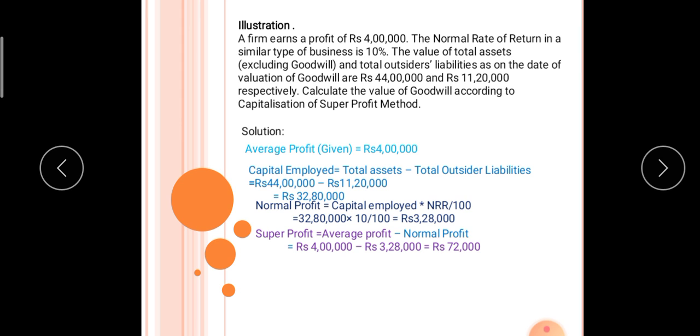Now we have to find out goodwill by capitalizing super profit. What will be the formula for that? Goodwill is equal to super profit multiplied by 100 divided by normal rate of return. Super profit is 72,000 and normal rate of return is 10%. So 72,000 multiplied by 100 divided by 10, we will get goodwill as 7,20,000 rupees. The firm's goodwill is 7,20,000 rupees.